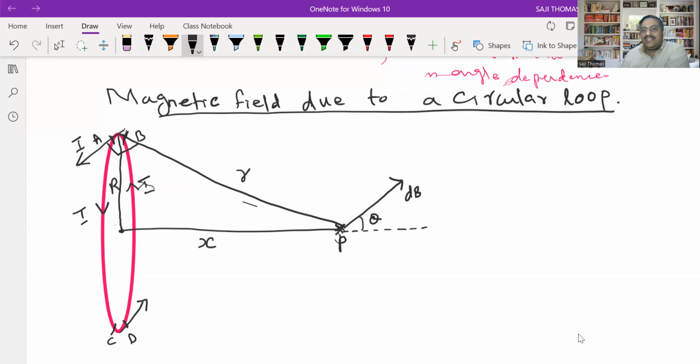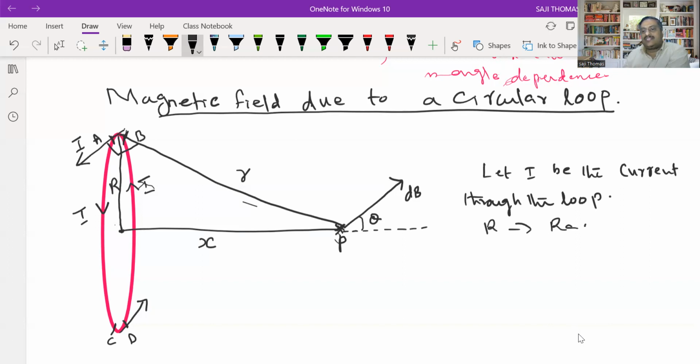So what are the assumptions here? You have to write the assumptions first in the beginning of the derivation. Let I be the current through the circular loop. R is the radius. Small r is the distance from the element to the point P.